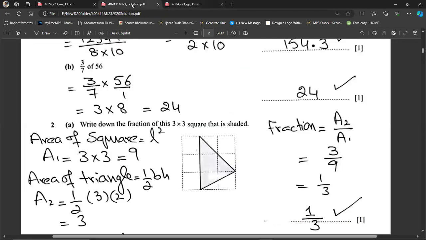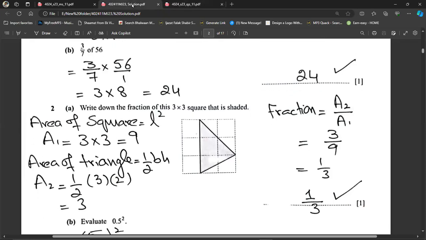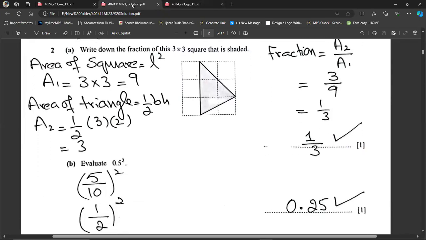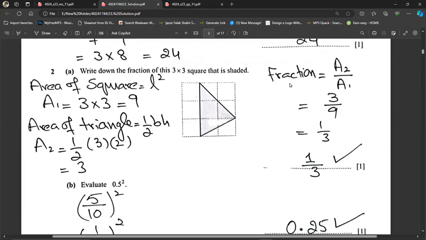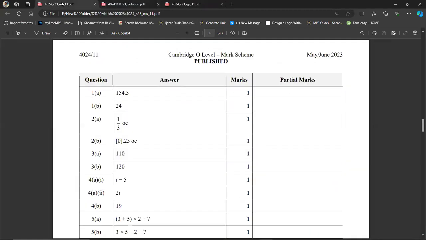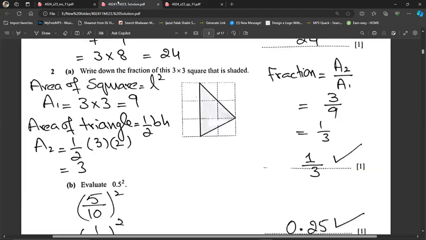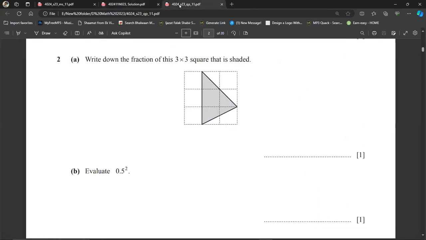You know the area of the triangle is 1 by 2 base into height. So we can find the area. The total area of the square is 3 multiplied by 3, that's 9. The area of the triangle will be 1 by 2 into base into height. The base is 3 and the height is 2. So the area of this shaded triangle will be 3. So when you write this as a fraction, that will be 3 by 9, that's 1 by 3. So the fraction is 1 by 3. Okay, so this is the solution.